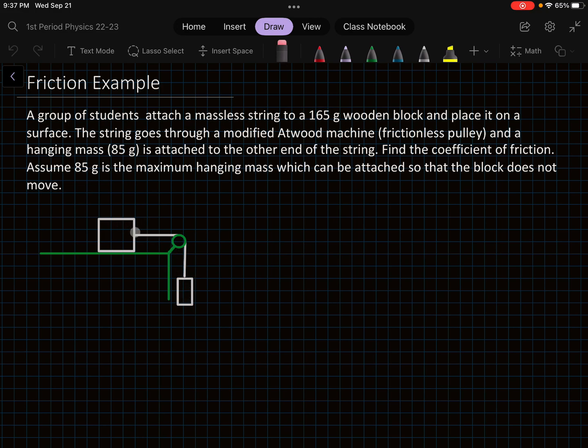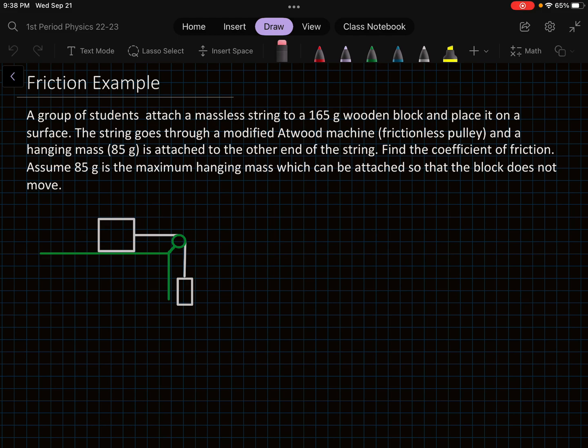In this case, we have no movement, no motion. Our system does not move. And friction is present, right? Because we have to find the coefficient of friction. Therefore, we know friction is present. In this case, friction will only be affecting the wooden block, not the hanging mass, because the wooden block is on the surface. Okay. The first thing we want to do is write down the given information.